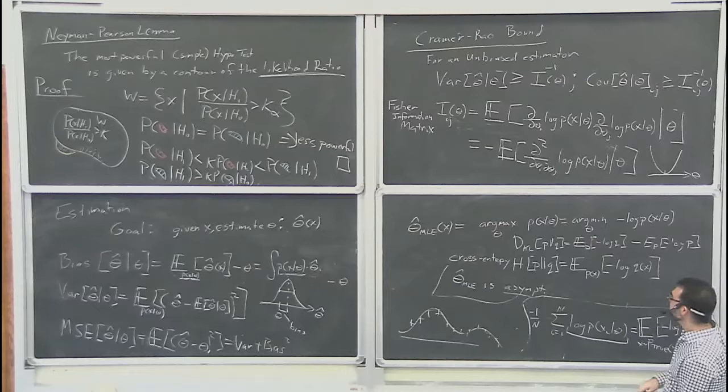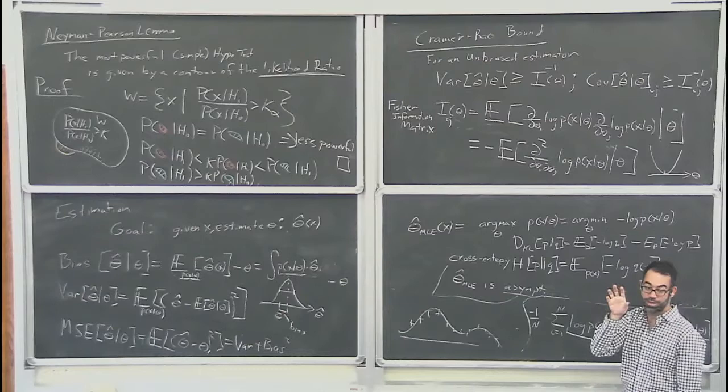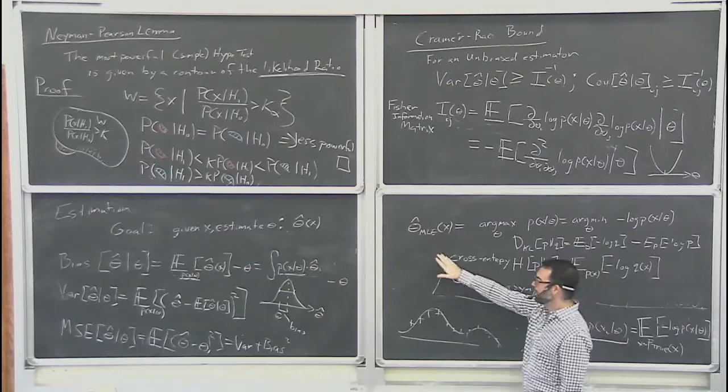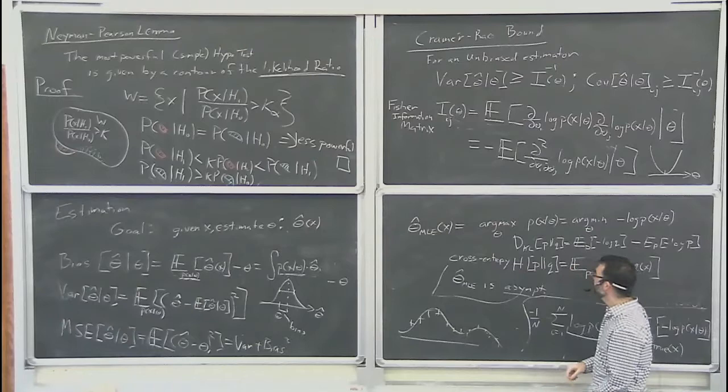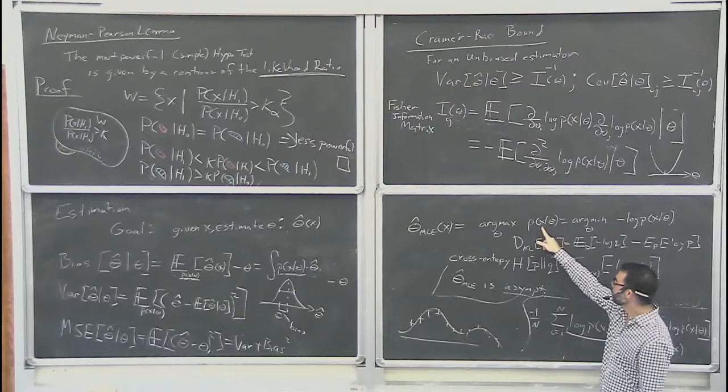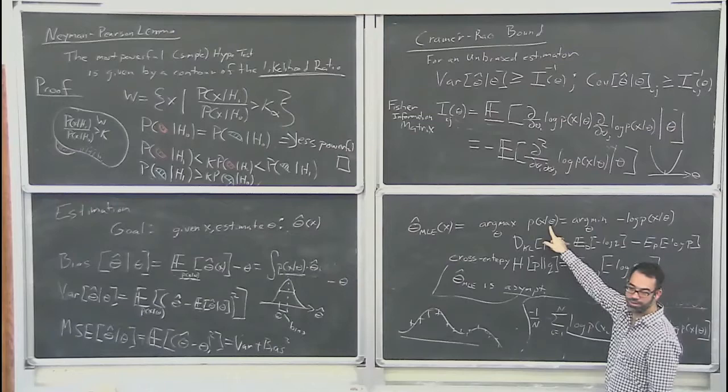Up until this point, all of it has been generic statements about estimators. Then we considered a specific estimator, called the maximum likelihood estimator, which is the most common thing that people do. The idea is that if you have your statistical model and you plug in some specific data, you just scan across theta and find the value of theta that maximizes the likelihood.